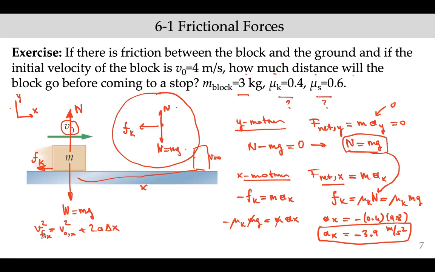Okay, what is the final speed? It's 0. What is the initial one? It's 4, given in the problem here. So 4 squared plus 2. The acceleration we just calculated here, it's ax, negative 3.9 times delta x. And delta x is this distance here. So if you do the calculation here, you find delta x to be 2.1 meter. So this is the final answer to this question.